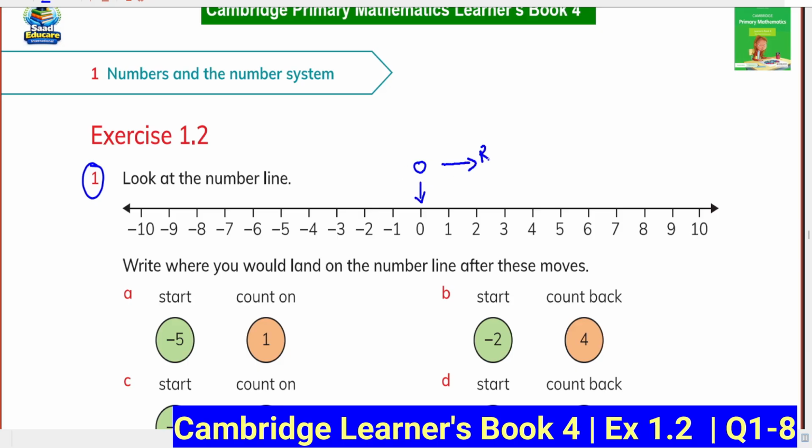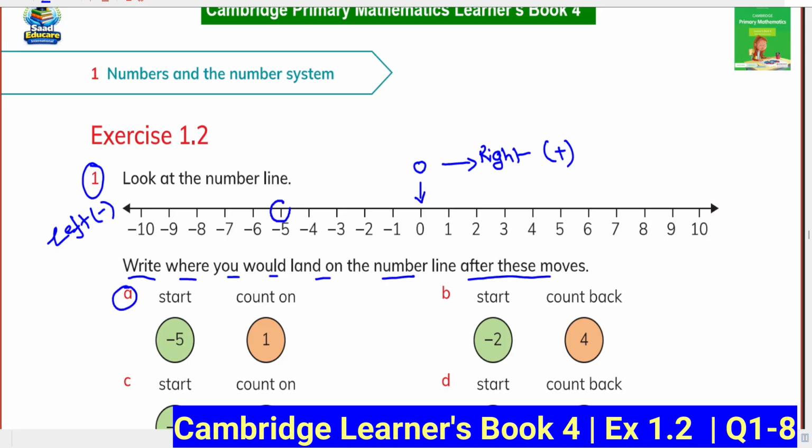Right side is denoted plus, and left is denoted minus. Our question: look at the number line and then write where you would land on the number line after these moves. Number A, start from -5.